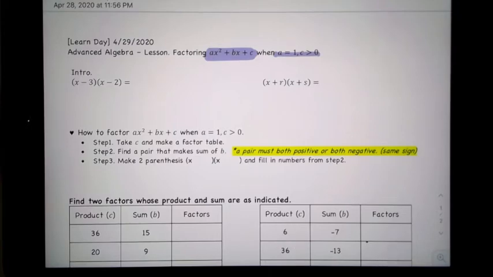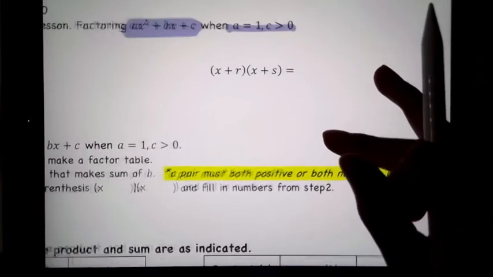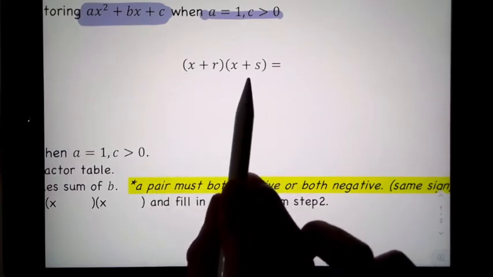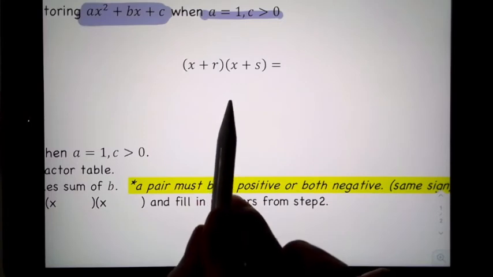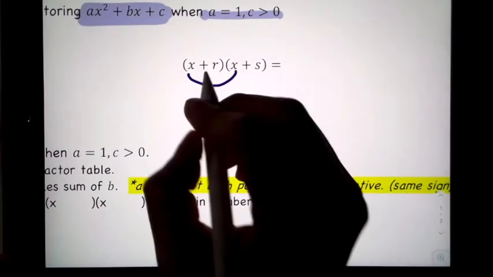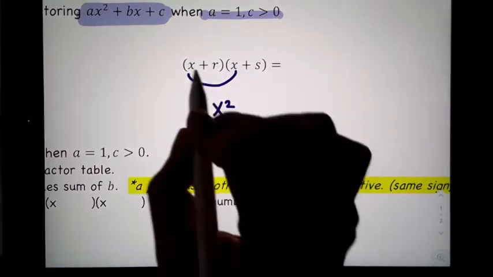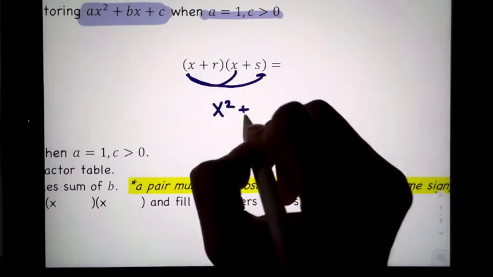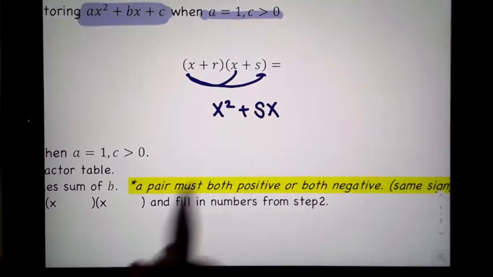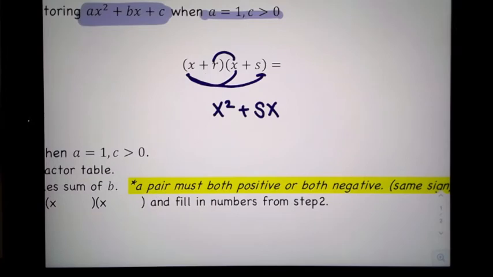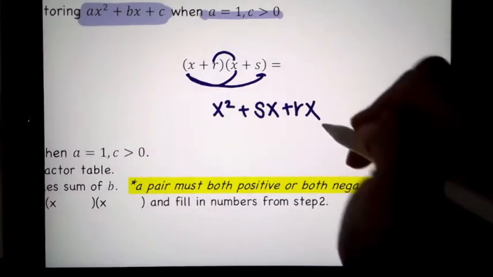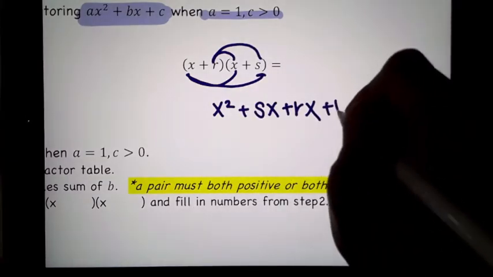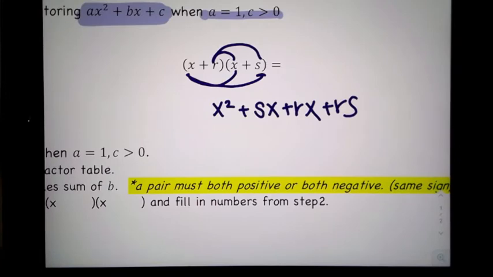Alright, before we start, let's look at this one, guys. First I have this. We are learning factoring, but we already know how to multiply, right? So I'm going to distribute this, and you will get x squared, then that one is sx, and this one is rx, and this, you get rs. So we are multiplying binomials like that.